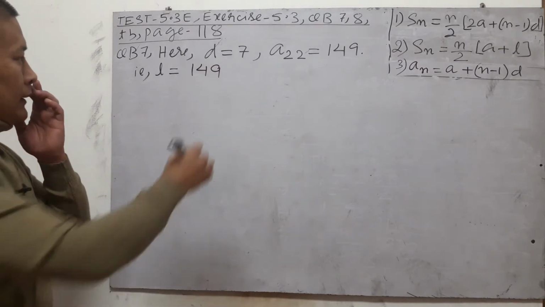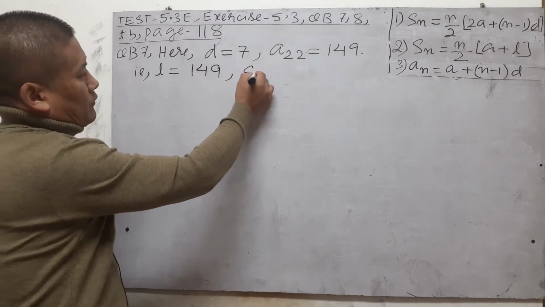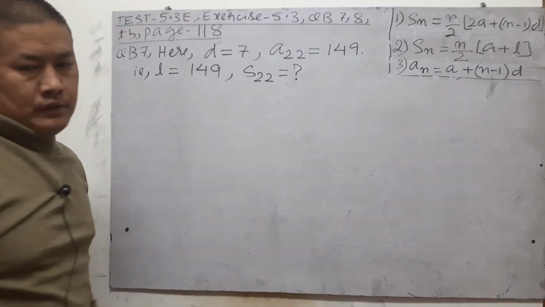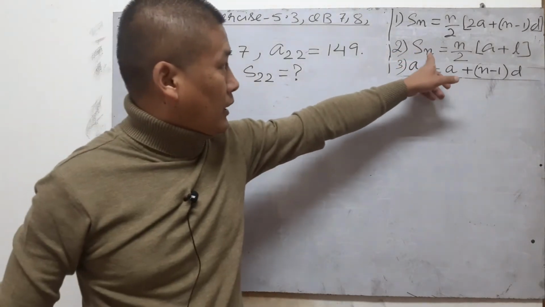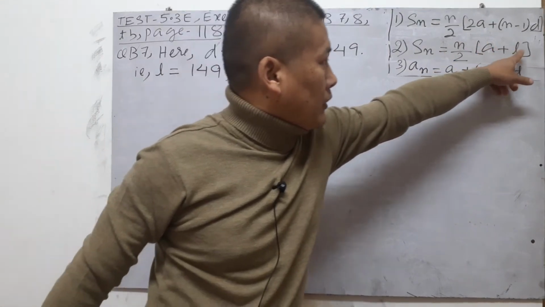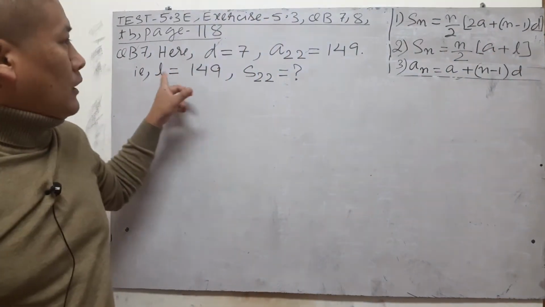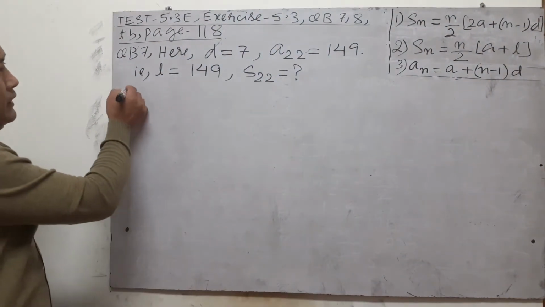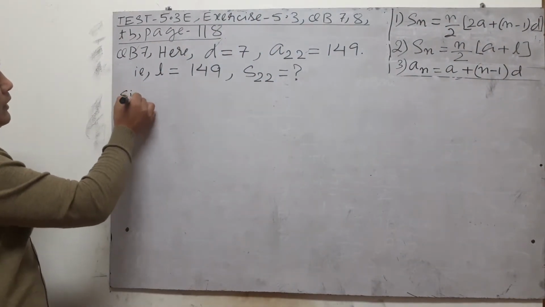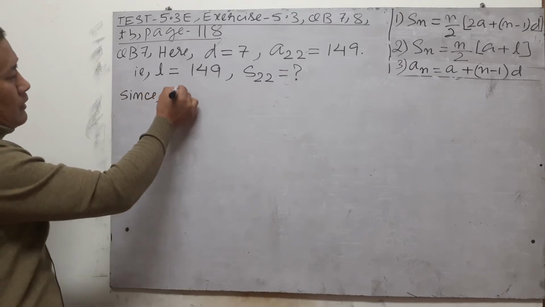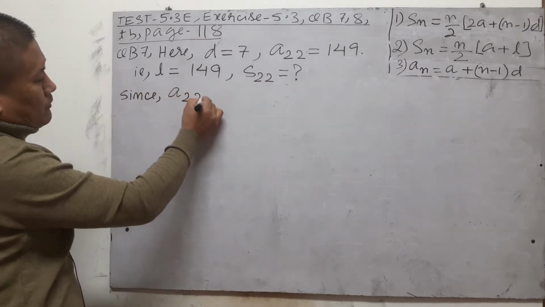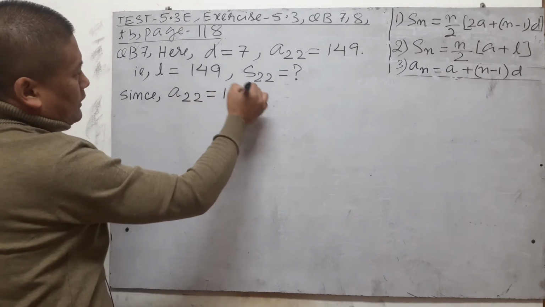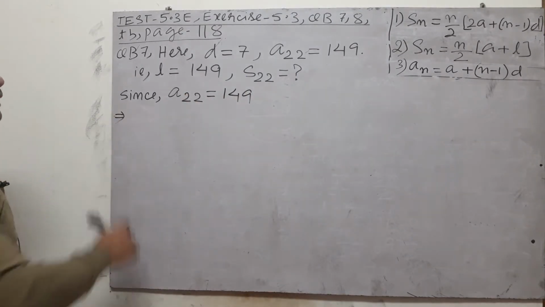So we have to find the sum of the first 22 terms, means S22. That is what we have to find. So using this formula, we have already L, so we need to find A. So how do we go about finding A? Let us just start with what is given to us, and I think the clue will come from there. The 22nd term value is 149. We know that as given in the question.